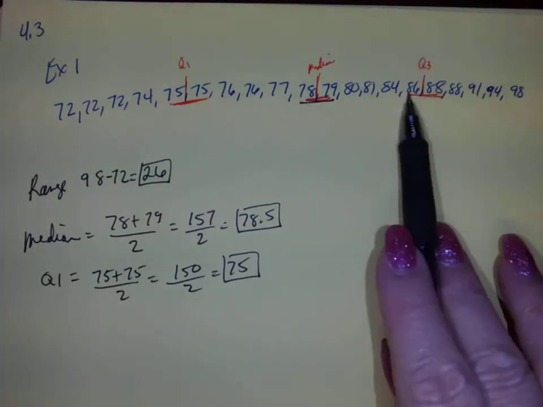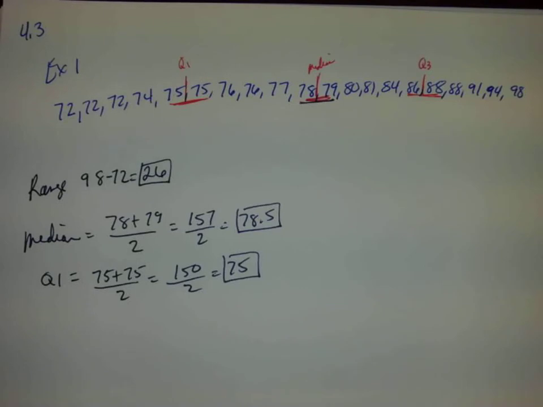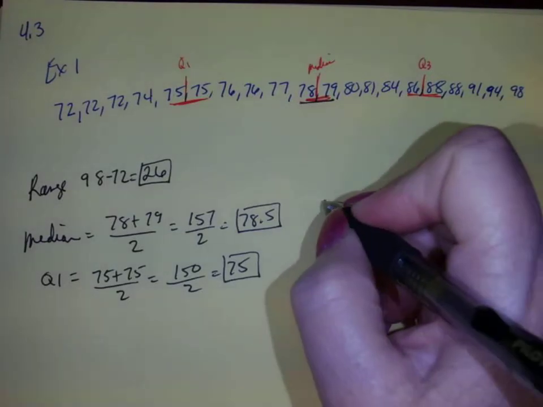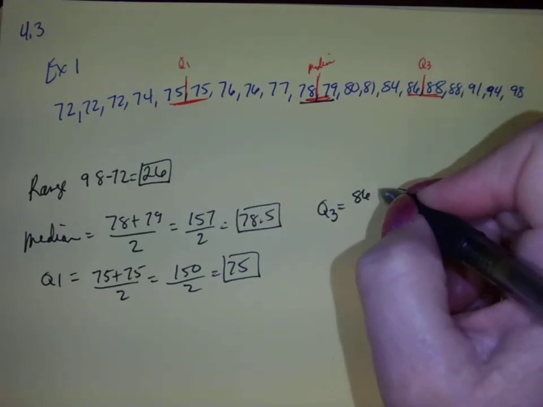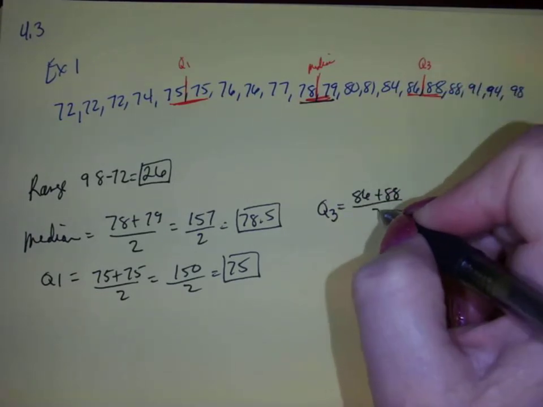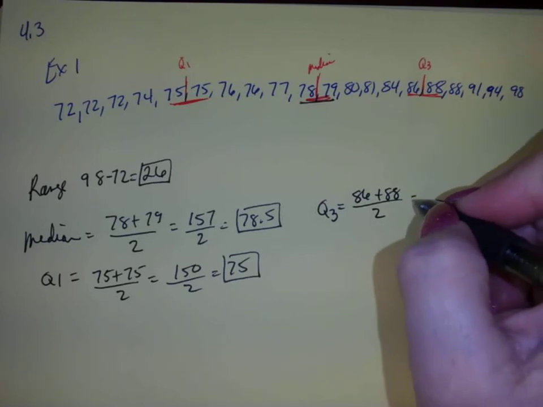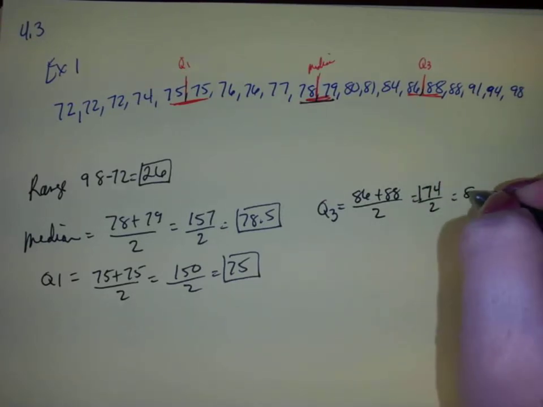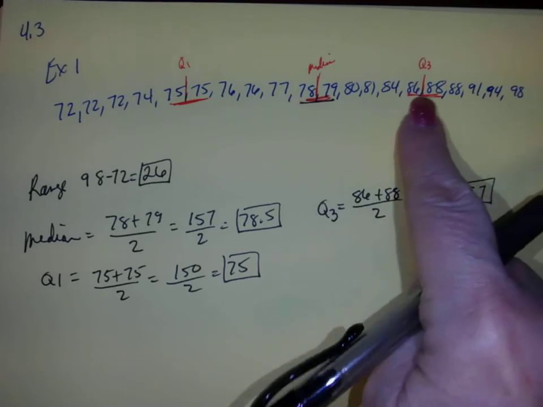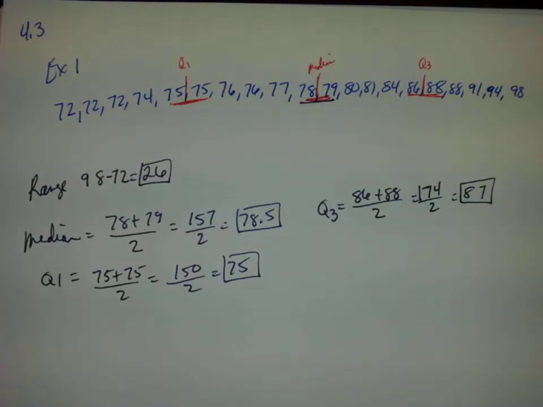Now, I have 86 and 88, so it's probably going to be 87, right? So quartile 3 will be equal to 86 plus 88 divided by 2. When I add those, I get 174 divided by 2, and I get 87. No surprise because it's the middle number in between those.